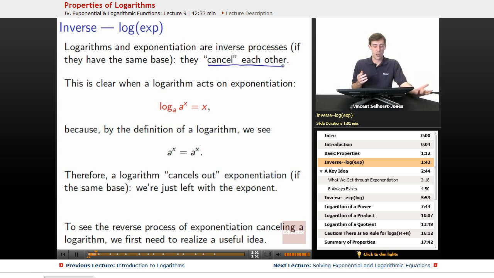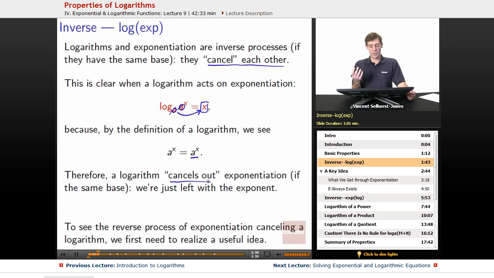Because, by the definition of a logarithm, what do we have to raise a to get a to the x? Well, that's going to be x, right? So with a as our base, on the right side, a to the x is equal to a to the x, so log a of a to the x equals x, right? It cancels out. Logarithm on exponentiation, they cancel each other out because we've got an a here and an a here as bases, so they knock out and we're left with just the x that we originally had. So logarithms cancel out exponentiation if they're at the same base. We just get left with the exponent at the end.